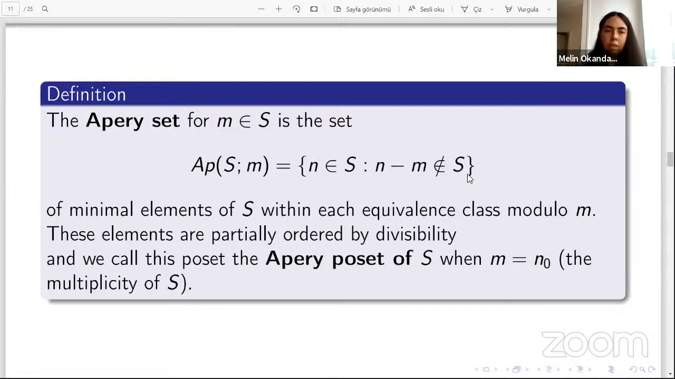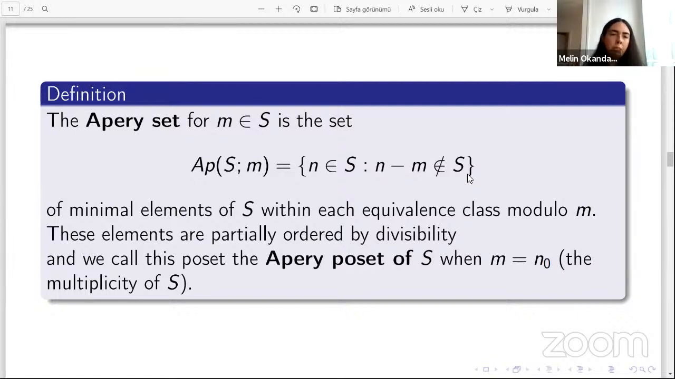We can equivalently think of this set as minimal elements of S within each equivalence class modulo M. So what does this mean? I mean that if I were to consider the equivalence classes modulo M, I will find exactly one minimal element in the numerical semigroup that will correspond to this equivalence class. For example, assume that my multiplicity is 6. Then I will have exactly one minimal element that will have equivalence class 5. There's no other element. This is just a unique thing.